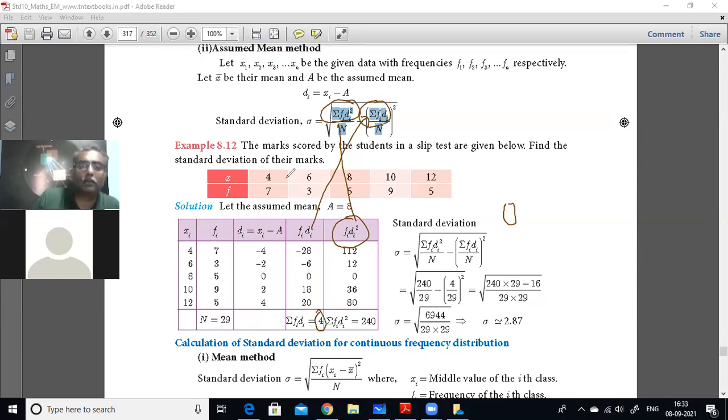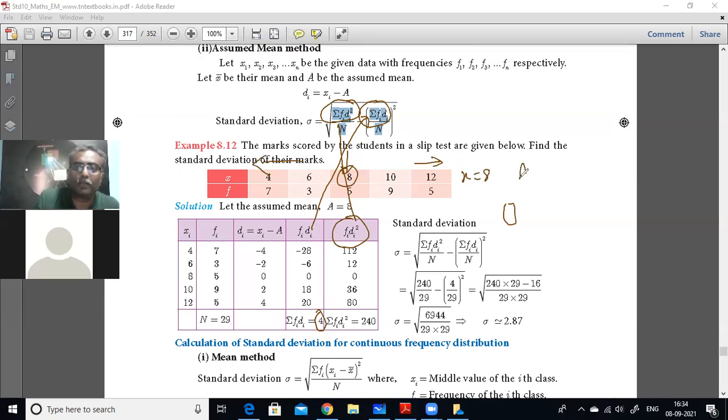Here also the marks are very simple: 4, 6, 8, 10, 12, and the frequencies 7, 3. You can still do it by the mean method, but don't take the risk. Usually go for the assumed mean method straight away. What mean can you assume? x is 4, 6, 8, 10, 12. Right at the center, you have this value, x is equal to 8.